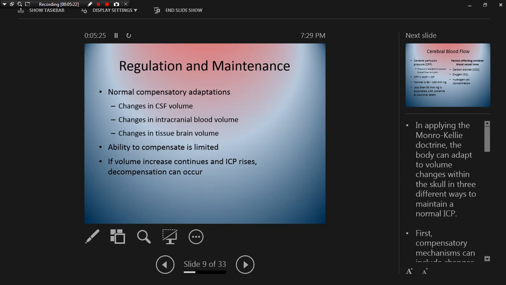But there's limited ability to compensate. So if the volume increases and it continues and the ICP rises, decompensation can occur. We only have very limited ranges of compensatory adaptations with rises in ICP. And without them, when they're lost, then we lead to decompensation and eventual herniation.